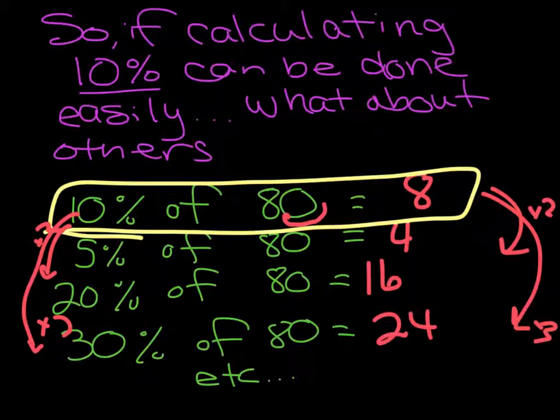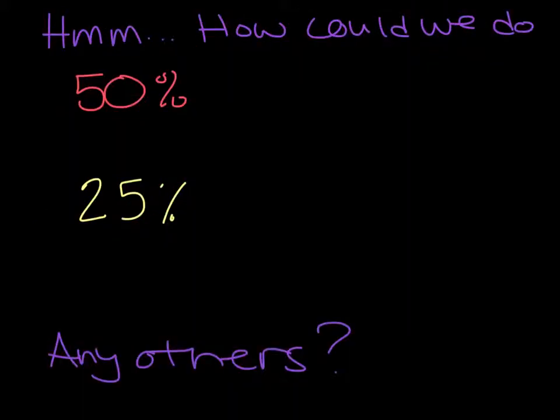There's just a couple more I want to show you. So 50%, we could take 10% and then multiply it by 5. Or, hopefully, you know that 50% is half, right? So if we were calculating 50% of something, we could just divide by 2.